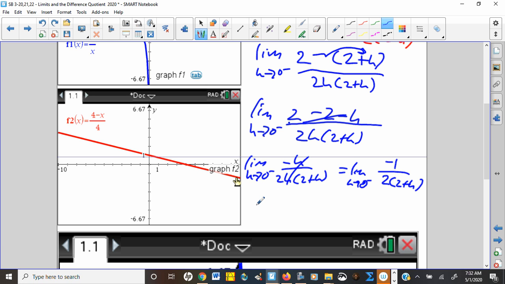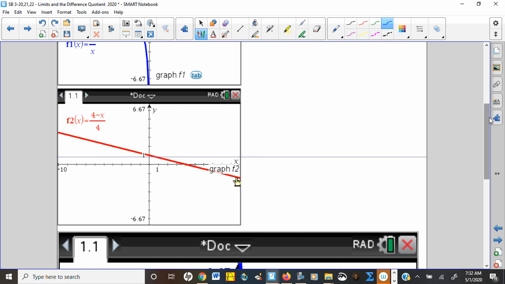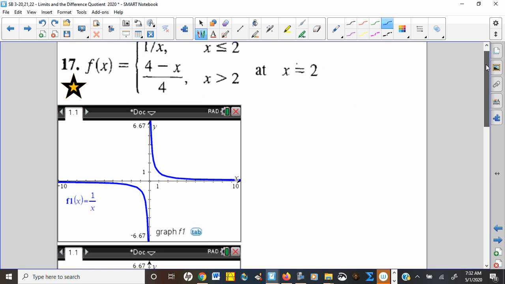And now we can plug that 0 in. When you plug the 0 in, you don't have to worry about which way it's approaching. I mean, it's just a 0. So negative 1 over 2 times 2 is negative 1/4. So keep that in mind. That's your left tangent limit of the secant as you approach the point from the left.